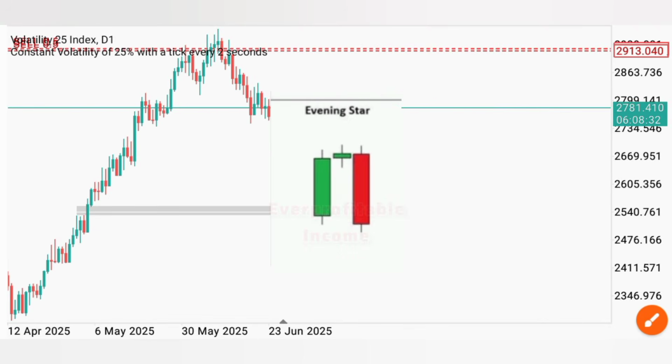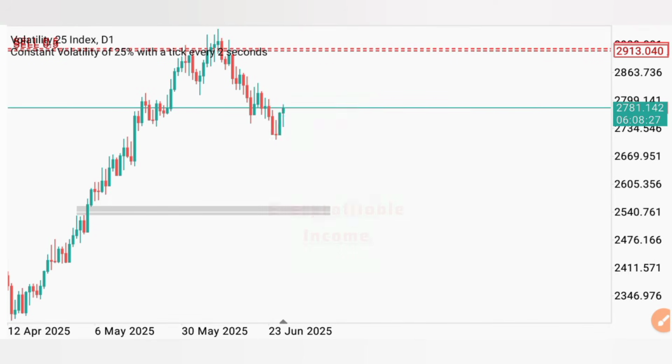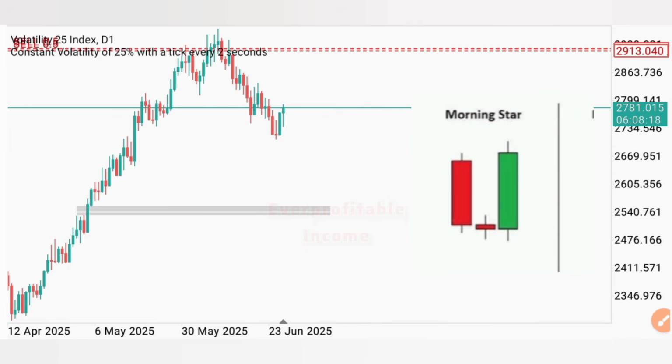So the evening star is usually found at the resistance level at the top part of your chart, and you have to check your chart, backtest it, and search for this pattern, and you'll find it. While the morning star is usually found at the support zone, the down part of your chart. So when these occur, they signal reversal.